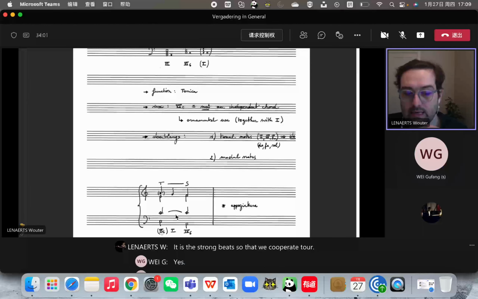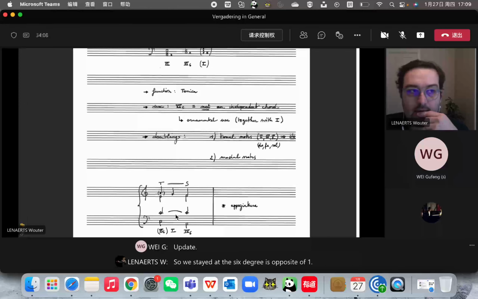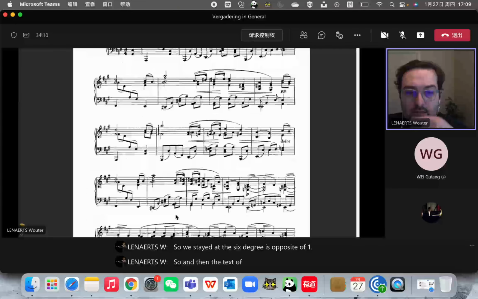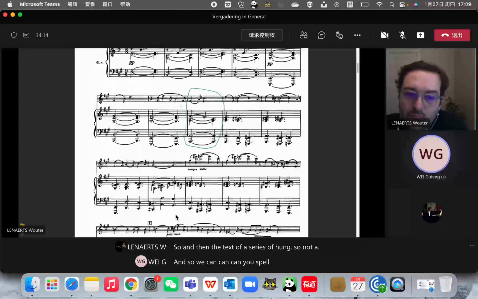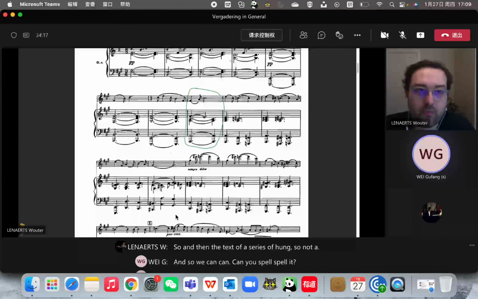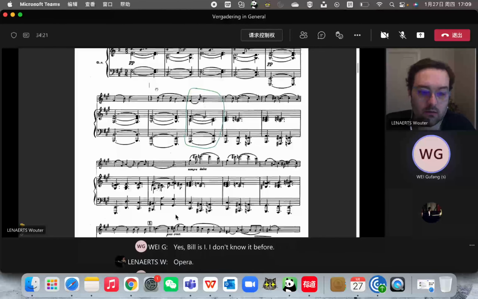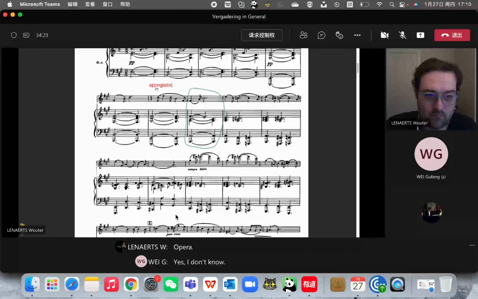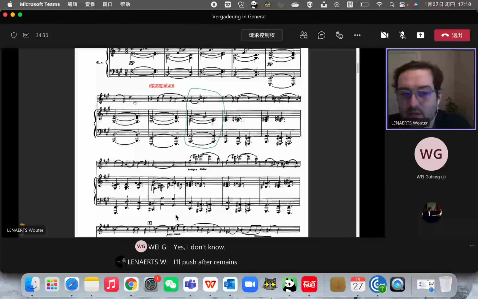So we say that the 6th degree appoggiatura is an appoggiatura of 1. Okay. In the text of César Franck's sonata, can you spell it? I don't know it before. Appoggiatura. Yes, I don't know it. Appoggiatura means an ornament, and there are many kinds of ornaments. This is one kind, called suspension. Appoggiatura means it's a dissonant note that creates an accent on the strong beat.